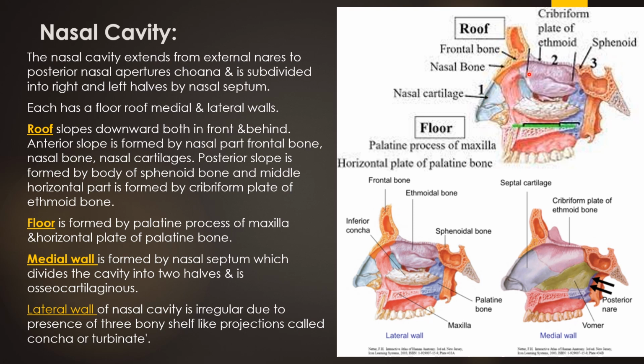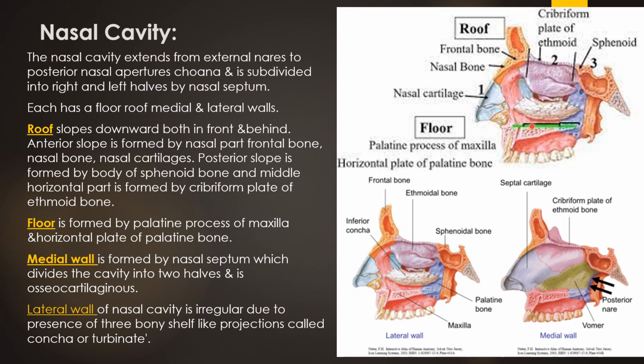While the middle or horizontal part of the roof is formed by the cribriform plate of the ethmoid bone, the posterior part of the slope of the roof of the nasal cavity is formed by the body of the sphenoid bone. So here you can see this is the anterior sloping part formed by the nasal cartilage, nasal bone, and frontal bone. The middle horizontal part is formed by the cribriform plate of the ethmoid bone, and the posterior sloping part is formed by the undersurface of the body of the sphenoid bone.